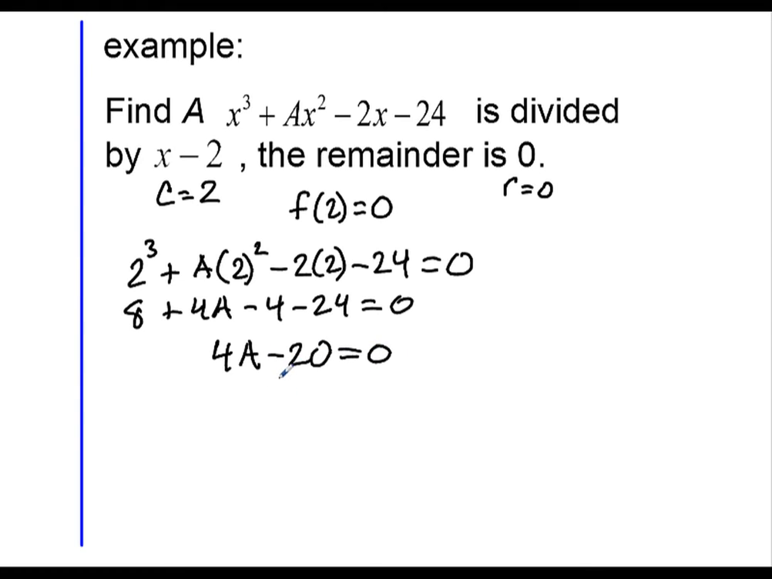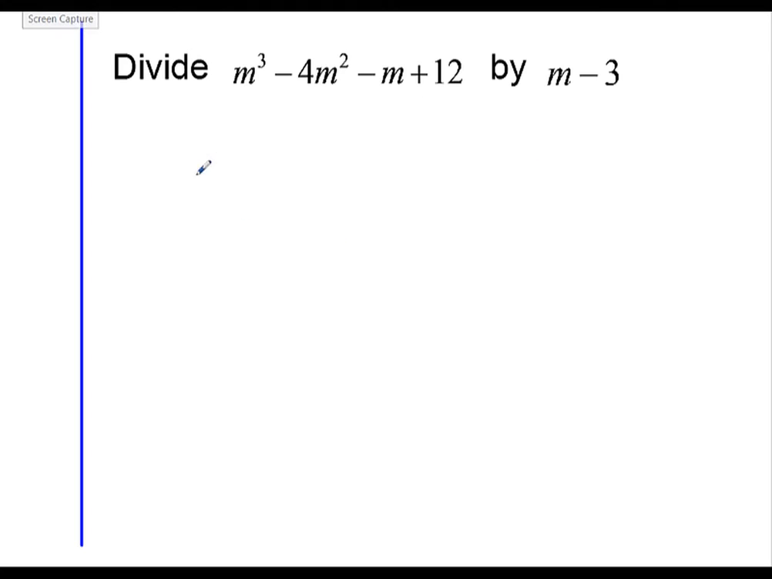Let's add 20 to both sides and divide by 4. So the a should be a 5. That'd be the correct a to go in here, so that when you divide by x minus 2, there is no remainder at all. Let's try doing another synthetic division.